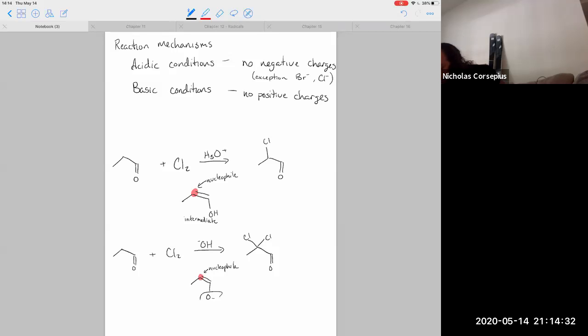But remember, under basic conditions, I'm allowed to have this negative charge. Under acidic conditions, that oxygen has to be protonated. All right, if you need to review the reaction mechanisms for these two, I would. But the bottom line is they go through these two different intermediates. First step in this one is going to be protonation of that carbonyl oxygen, right? That's the first step under acidic conditions.